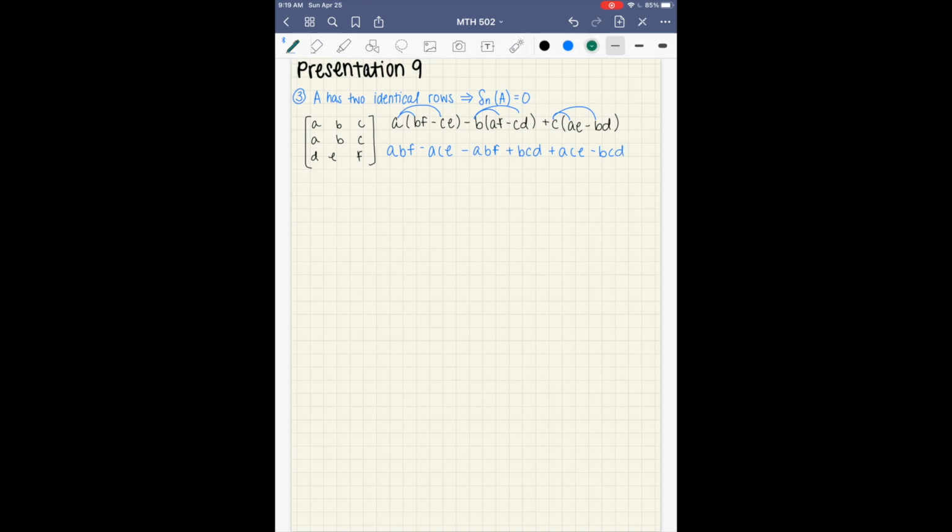So now a bunch of these cancel out. The ABF and ABF cancel out. The ACE and the ACE cancel out, and our BCD and our BCD cancel out. So this proves that the determinant of A is equal to 0, or delta n of A equals 0. So I knew that this was true, and now I had to somehow get this into a proof using my hint. And this was the best I could do, so just bear with me.